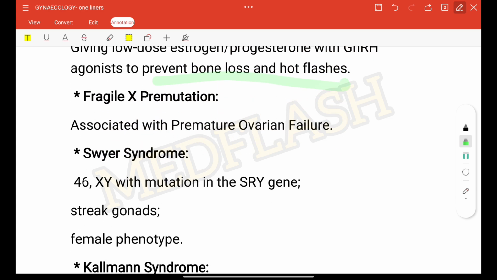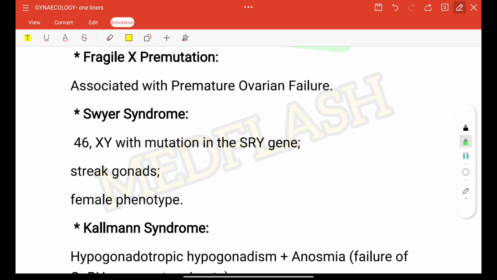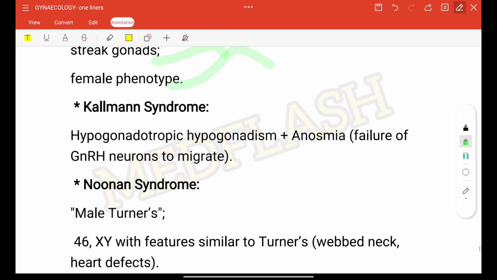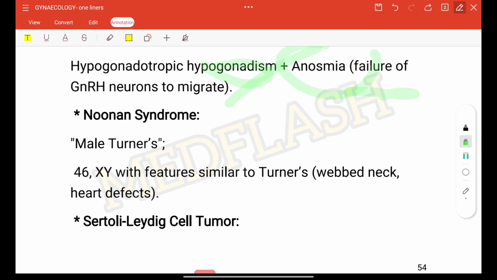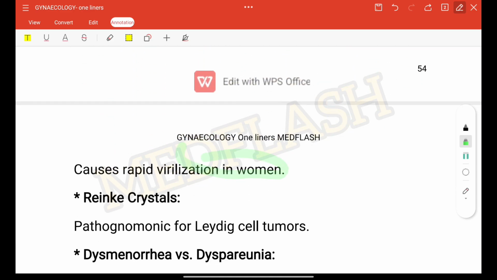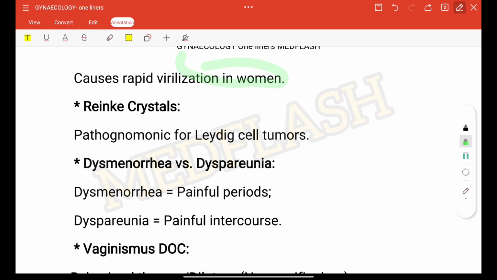Fragile X premutation associated with premature ovarian failure. Swyer syndrome, 46XY with mutation in the SRY gene, streak gonads, female phenotype. Kallmann syndrome, hypogonadotropic hypogonadism plus anosmia, failure of GnRH neurons to migrate. Noonan syndrome, male Turner's, 46XY with features similar to Turner's, webbed neck and heart defects. Sertoli-Leydig cell tumor causes rapid virilization in women. Reinke crystals pathognomonic for Leydig cell tumors.